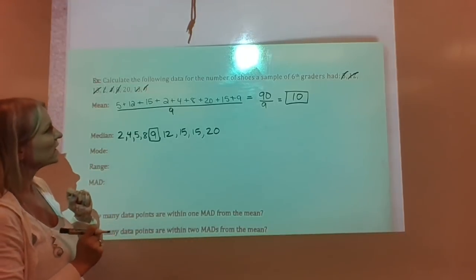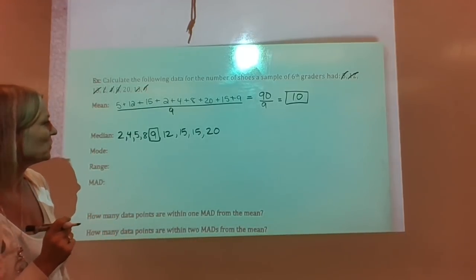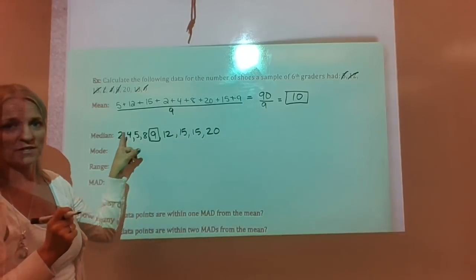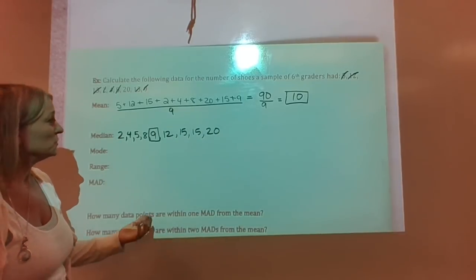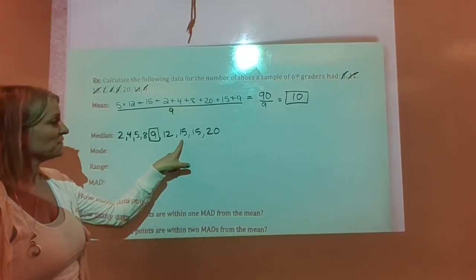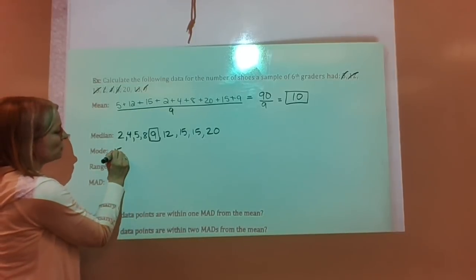Now my mode, well that's the easiest, the one that occurs the most frequently. The list in order is the easiest one to help us see that. Well, the only number that repeated itself was the 15, so that would have to be my mode.